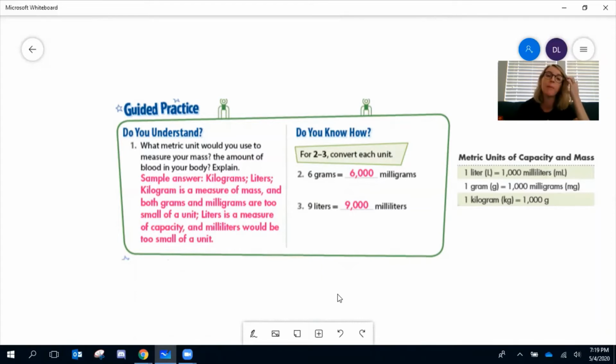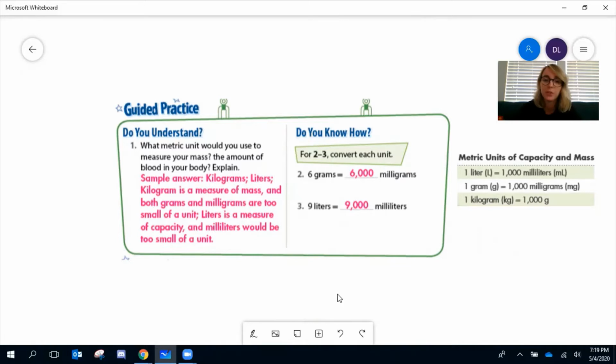Then it says, what about the amount of blood in your body? So your blood is liquid, and when we think about measuring liquids, we're going to use capacity. So capacity is the measurement that we use to measure liquid. And so our options for that are either going to be liters or milliliters. And milliliters, again, are very, very tiny, so you would choose liters for that one.